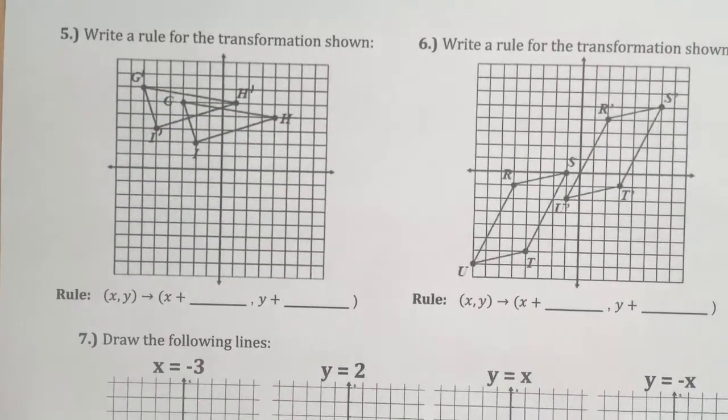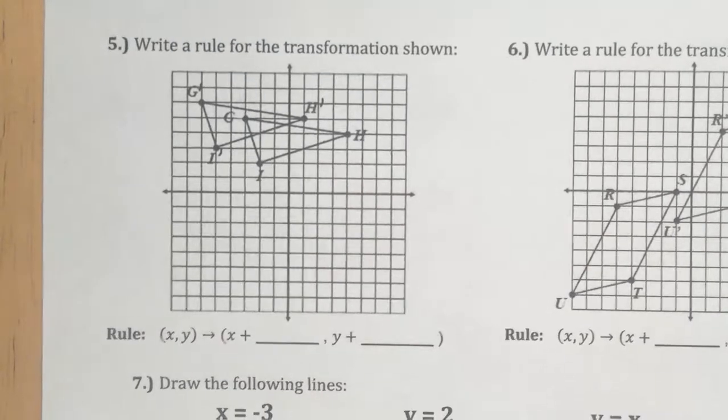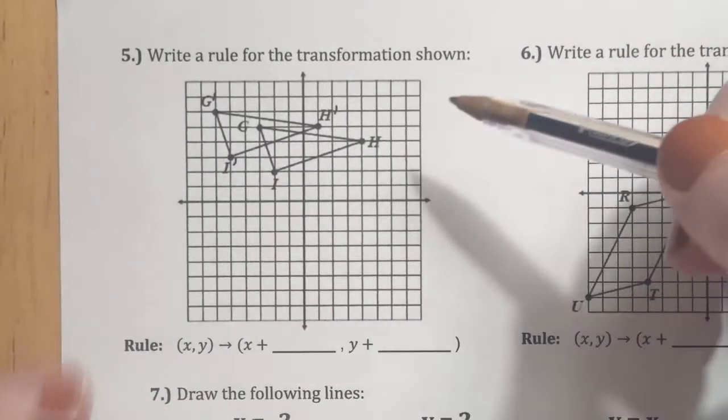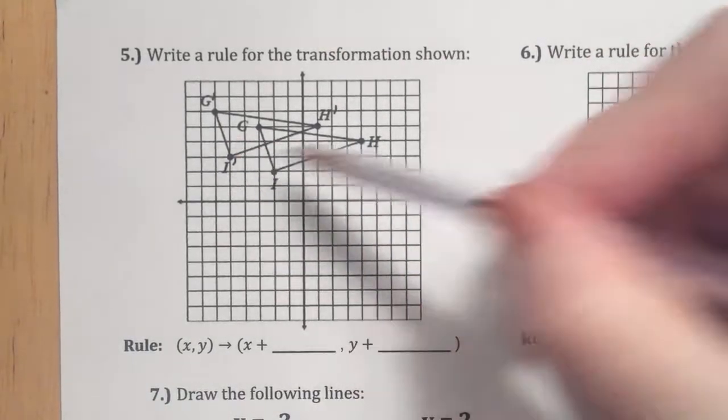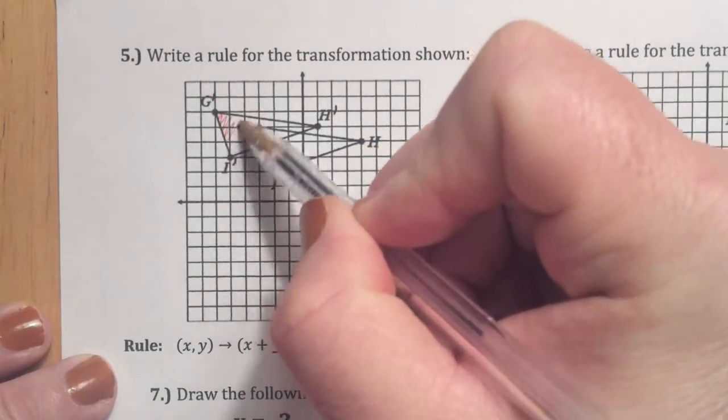All right, so on page 2, here's the picture. So we want to know, how do you get from one to the other? All right, so you see where it has a little apostrophe? So I'm going to shade that in red.